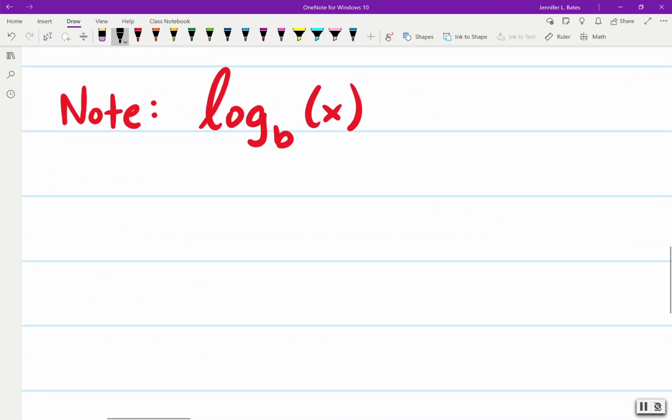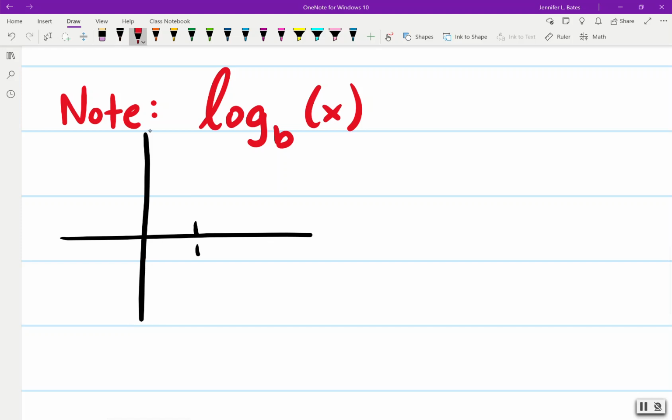So over here on our note, we're just going to take a look at a simple graph of a log. So I know I have an asymptote right on the y-axis, and I know that it's going to go through (1, 0), and it will look like this. So this is just a basic log.